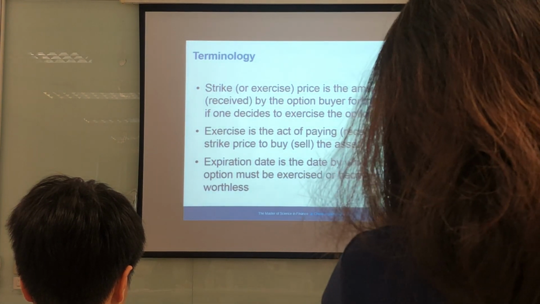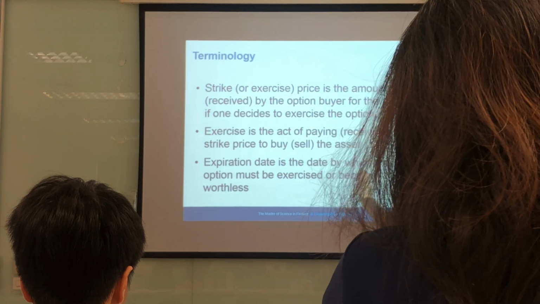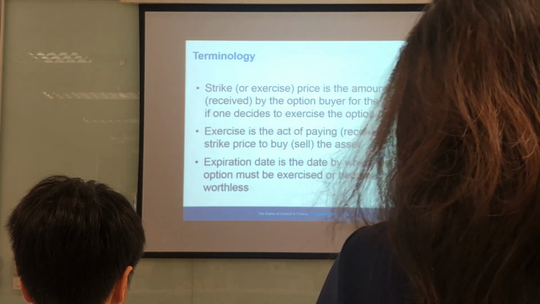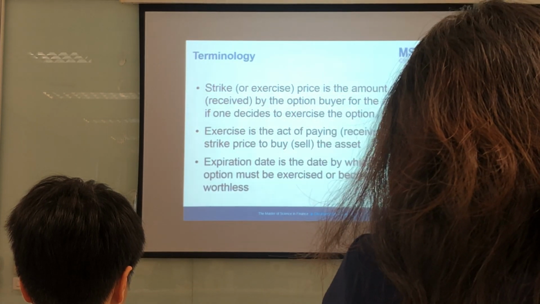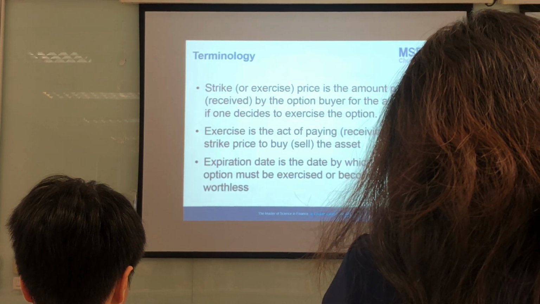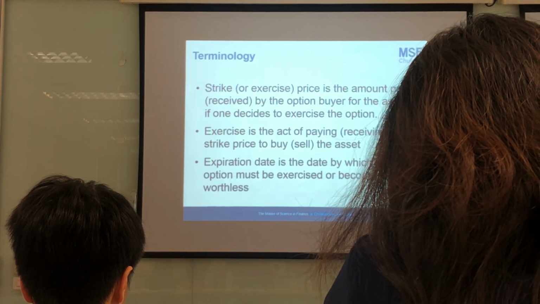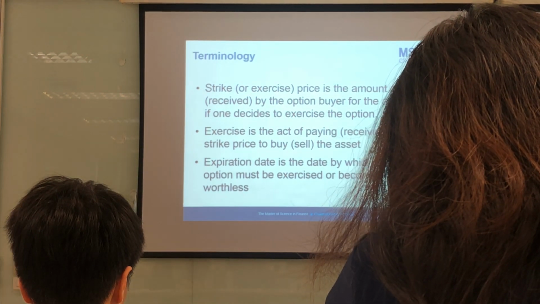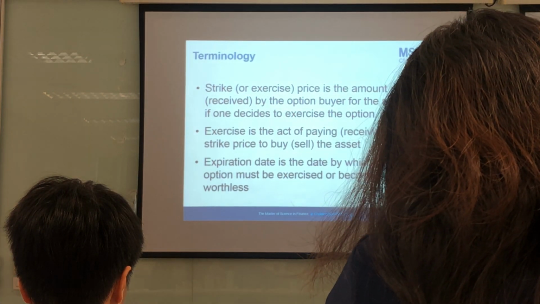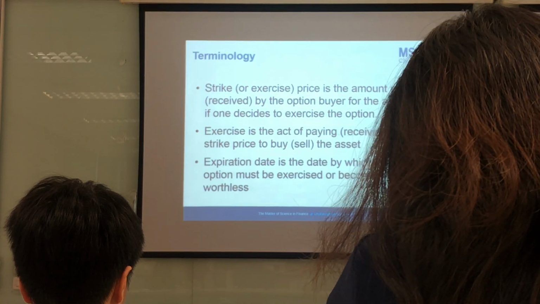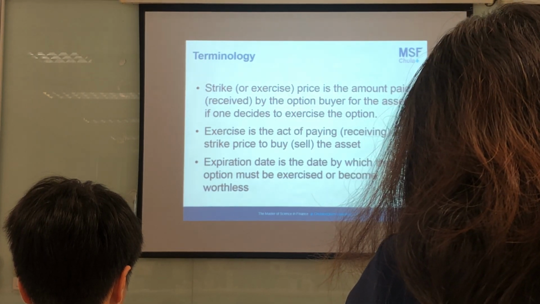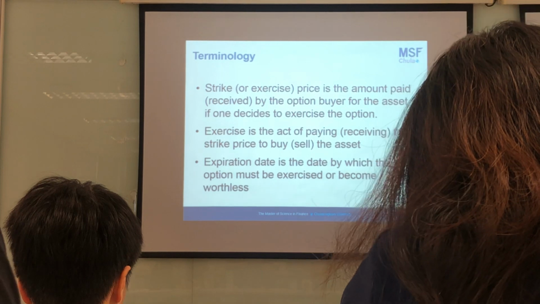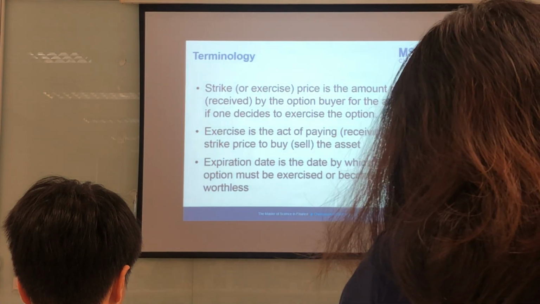Expiration date, I already mentioned this. This is the maturity date. For the European option, the last day is the only day you can exercise, or buy or sell the underlying asset. But for the American option, after you buy the option, you can exercise any time until the maturity date.